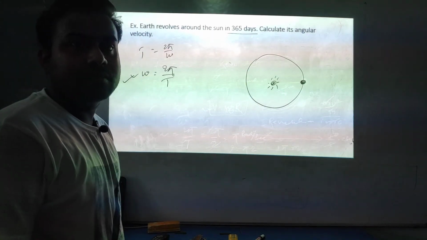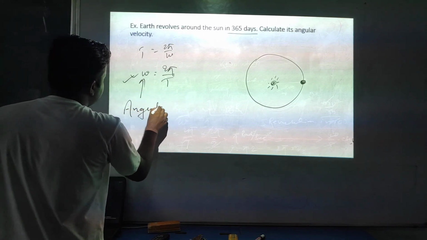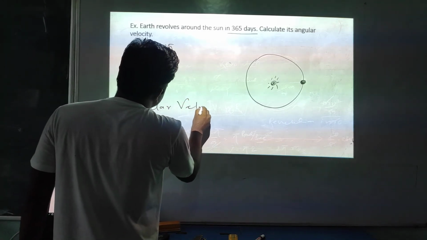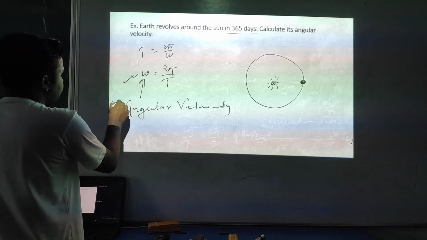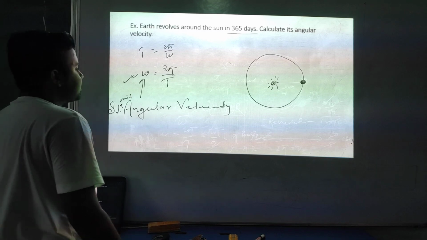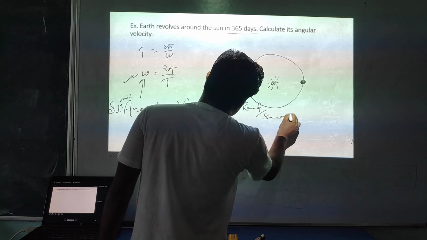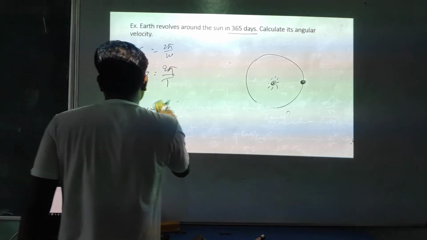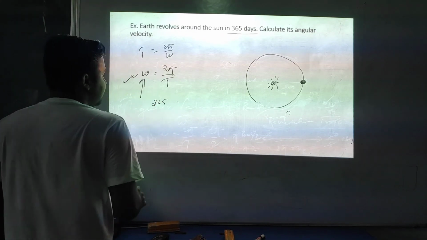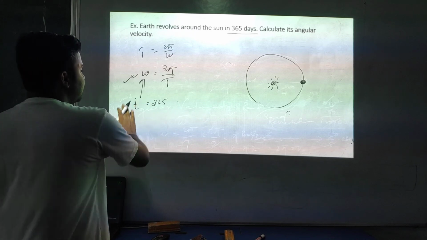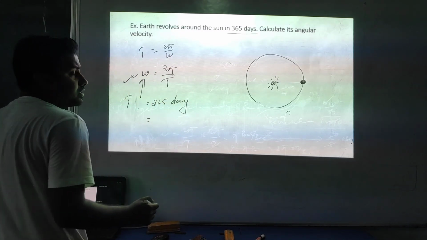This is given in days, and the SI unit of angular velocity is radian per second. Is it or not, student? So we have to convert the time period into seconds. So 365 days you have to convert into seconds. This is the time period given here, 365 days. Now we are converting this into seconds.